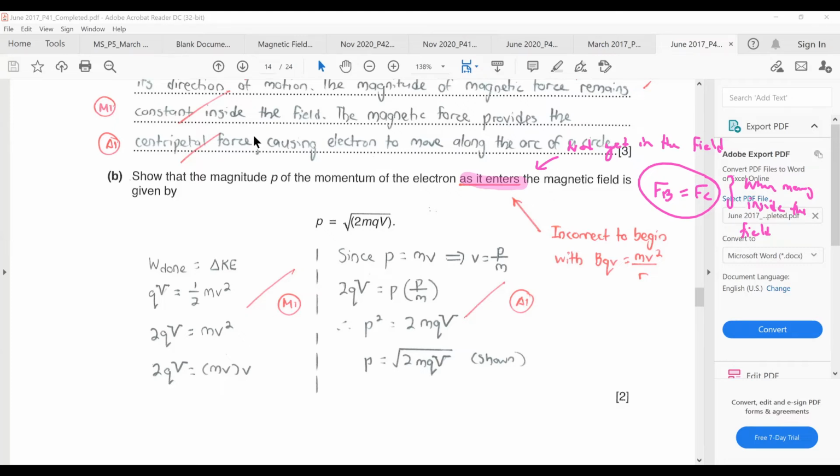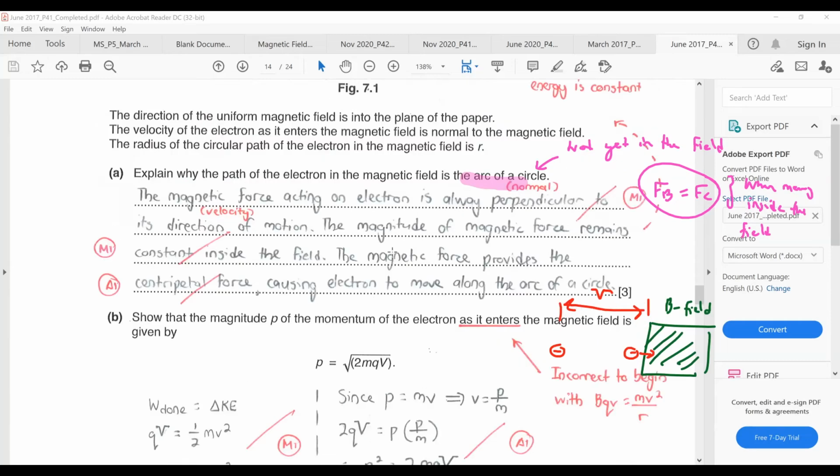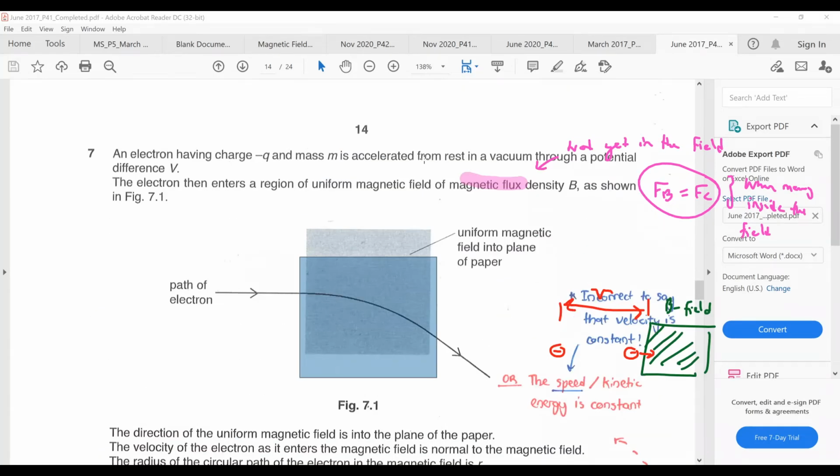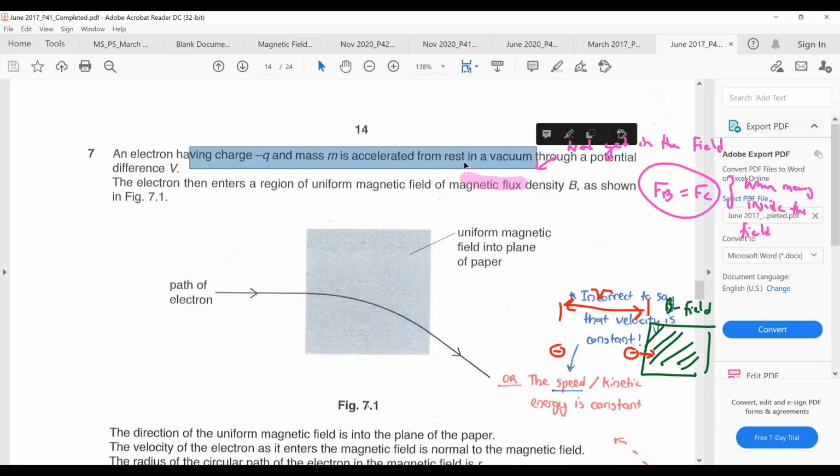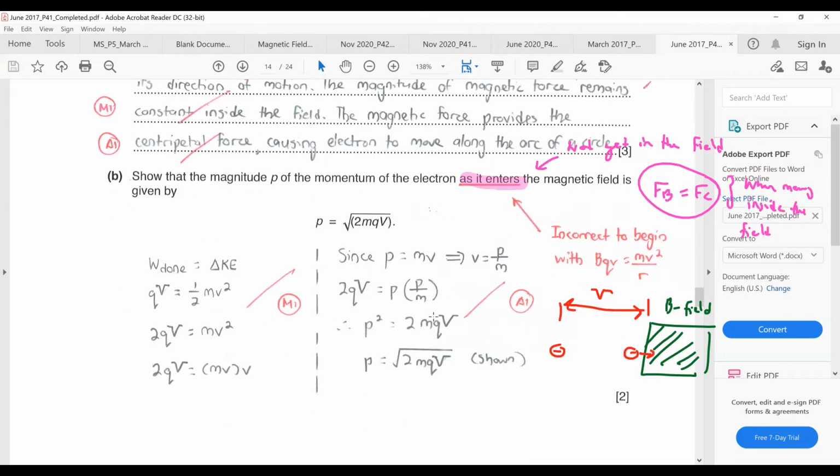Okay, so what they're actually describing is a case where your magnetic field was here. This is your B field. What is actually happening is that you have an electron that was being accelerated through a potential difference of V. They already mentioned that your electron is accelerated from rest in a vacuum through a PD of V. So what they are asking you now is to find the momentum of that electron as it enters the magnetic field.